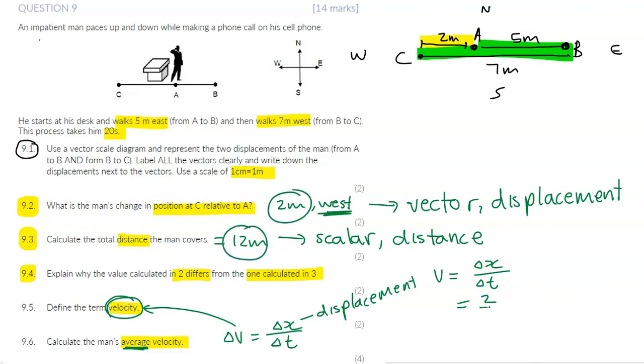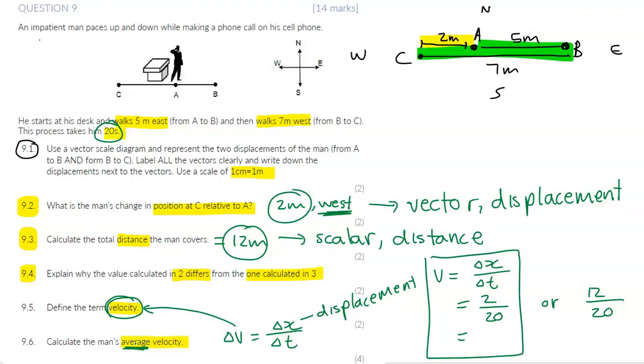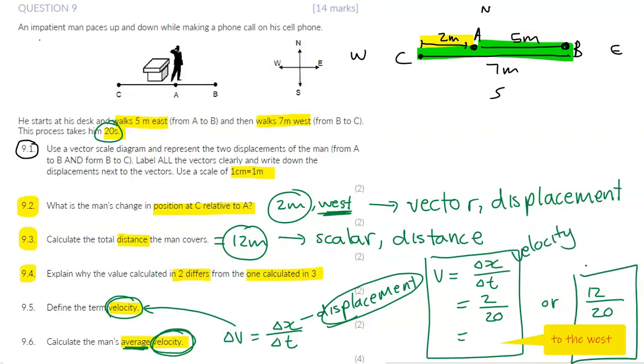So you can either say 2 divided by 20 seconds, or you can say 12 divided by 20 seconds. Now the correct one will be this one, because they're asking for velocity. Velocity is a vector, and because velocity is a vector, we need to use the displacement, the change in position from the initial position to the final position. And then this you can just determine with your calculator. So this will be your velocity, and this one will be your speed, because you use the distance.